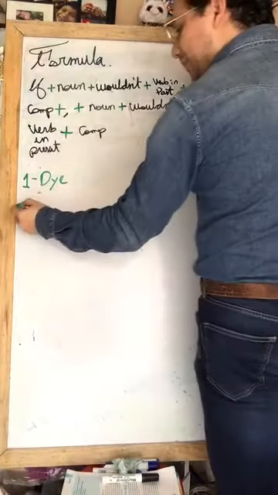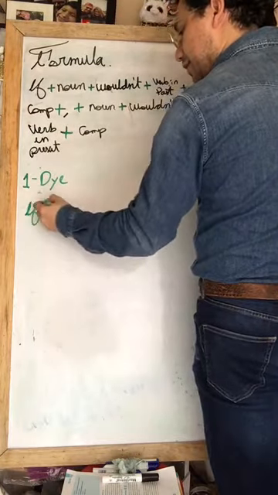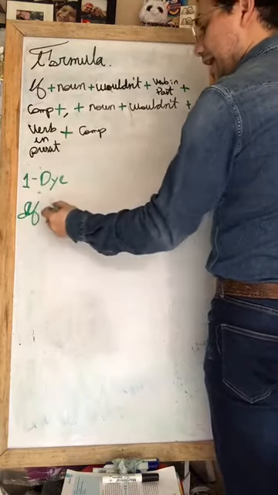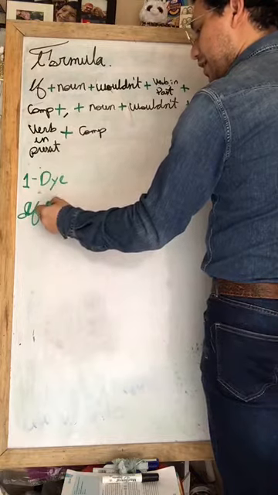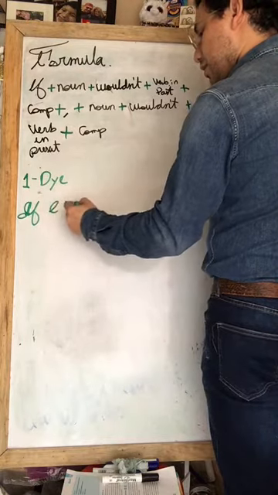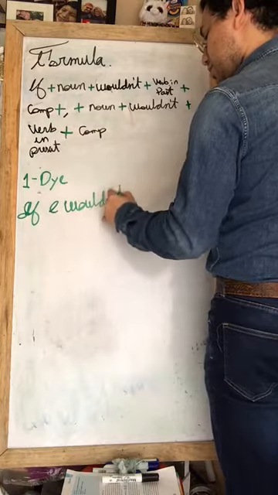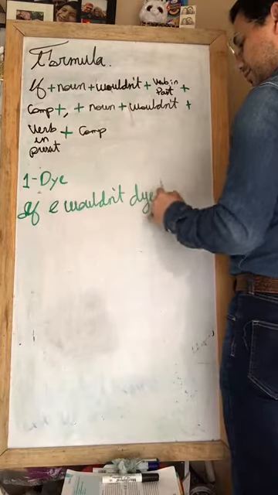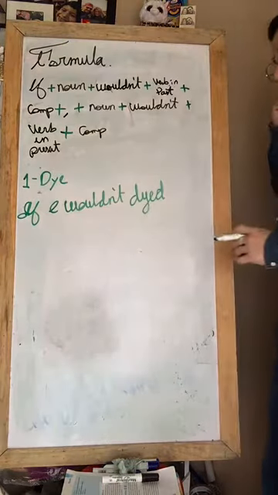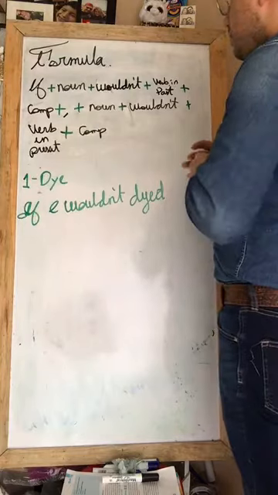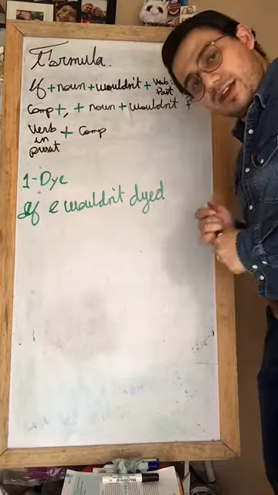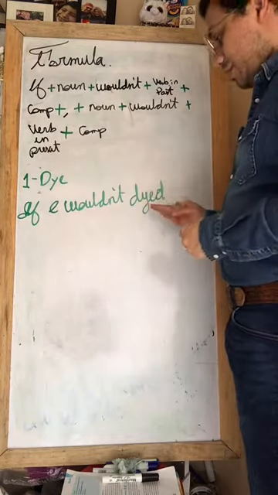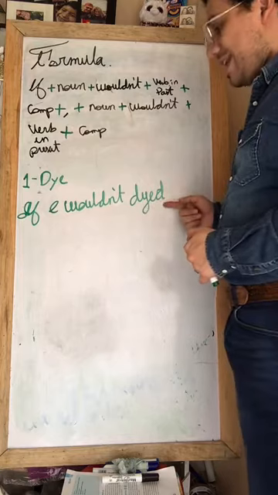It's the act of applying color to something. So you say, if I wouldn't dyed, past tense. Now that was another question. Someone told me, Mister, but you write him in present. Yes, 6th grade. The formula says in past, so you just take this into past by adding the ed.